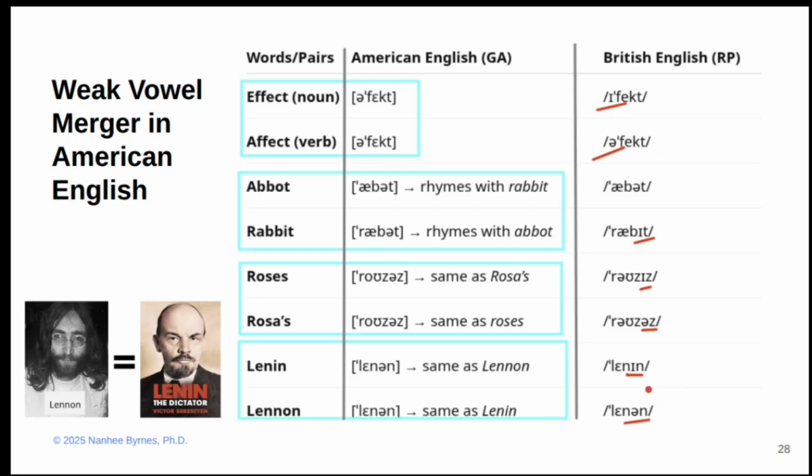Unstressed vowels in American English almost always get reduced to schwa. Exactly. That's why American English often sounds more relaxed compared to British English.